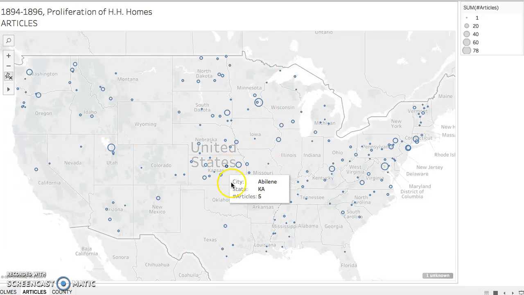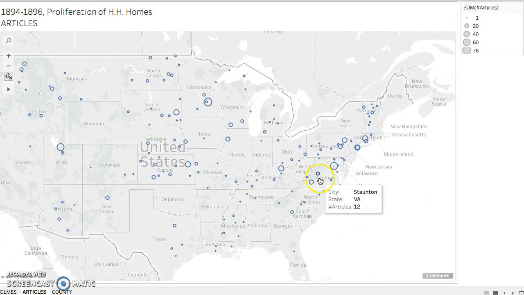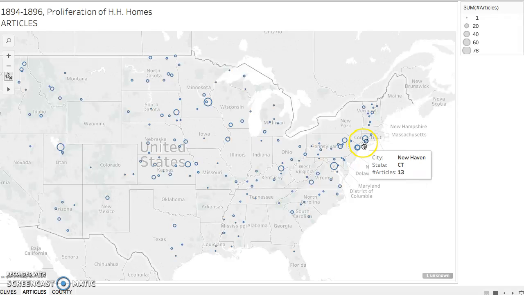Salt Lake has a pretty big one. Over here on the East Coast, Washington saw a lot of articles between 94 and 96, as did New York and Jersey City, as did Waterbury, Connecticut, and New Haven. We also see some big industrial cities in Pennsylvania that aren't necessarily what comes to mind when we think of bustling metropolises in 2018, but cities such as Scranton and Shenandoah in Pennsylvania were huge industrial cities, so that makes sense. Roanoke, Virginia, is similar and was very important in the first century and a half of American history.